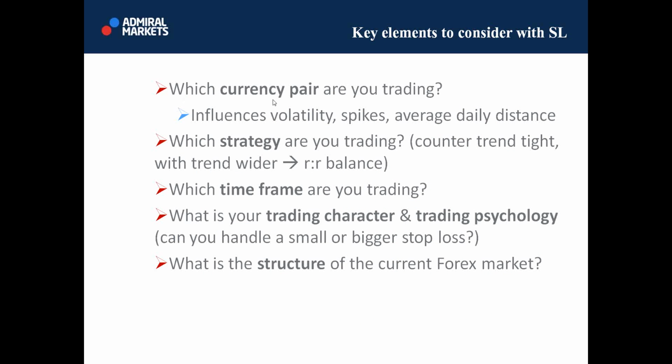But obviously, the currency pair could vary. Pound dollar will have more spikes, so that's something you might want to take into consideration. The Aussie dollar USD will move slower. What strategy are you using? Obviously, if you're scalping, you're going to use a smaller one. If you're swing trading, it's going to be wider. That's already discussed. Same thing for the time frame.